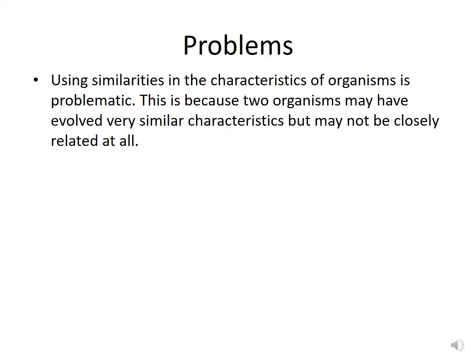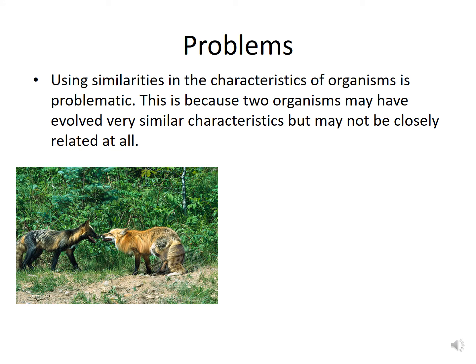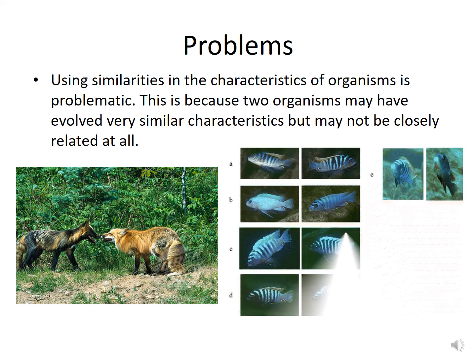Using similarities in the characteristics of organisms is problematic. This is because two organisms may have evolved very similar characteristics, but may not be closely related at all. Just because they have the same markings and the same similar shapes doesn't make them the same species.